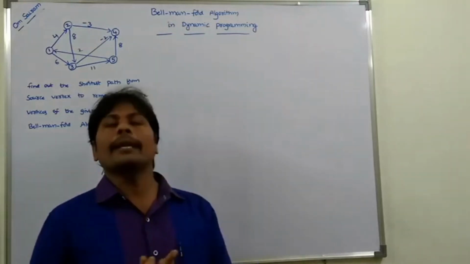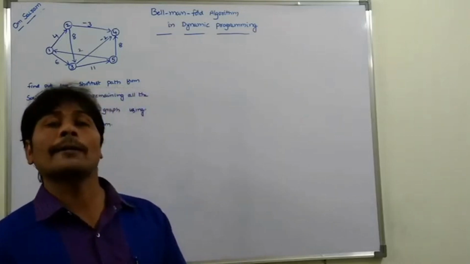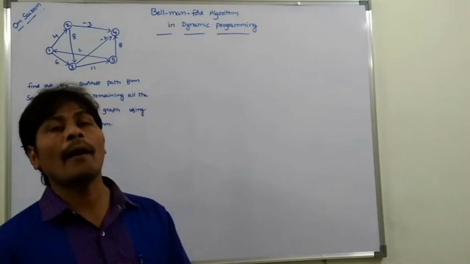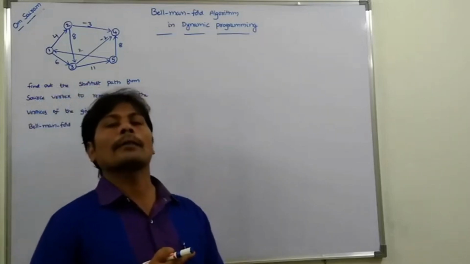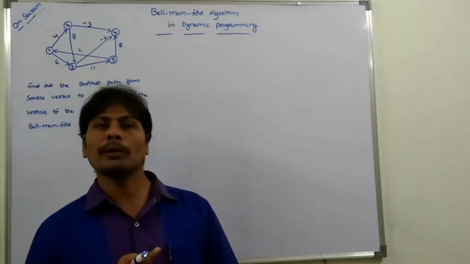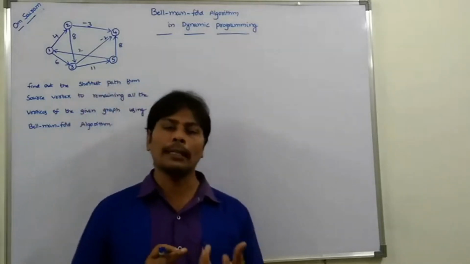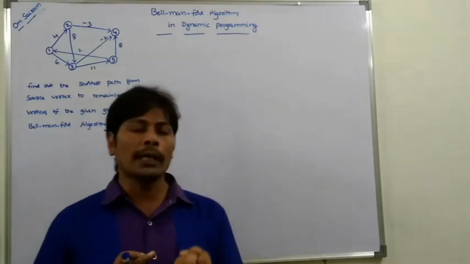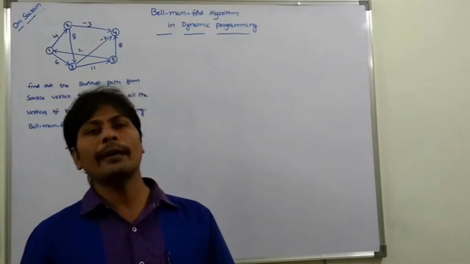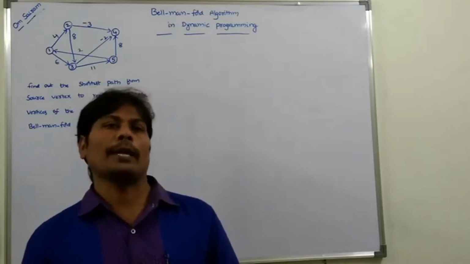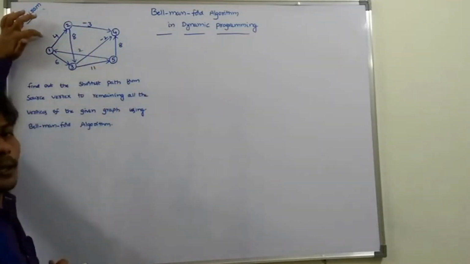If we try, then Dijkstra's algorithm may or may not produce the minimal shortest path from the source vertex to all the remaining vertices of the given graph. So to overcome this limitation, we are using the Bellman algorithm. Okay. So here, suppose consider the given graph.